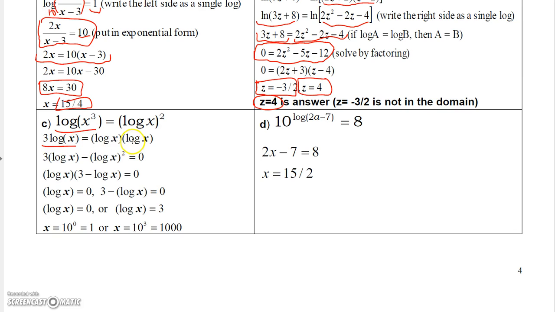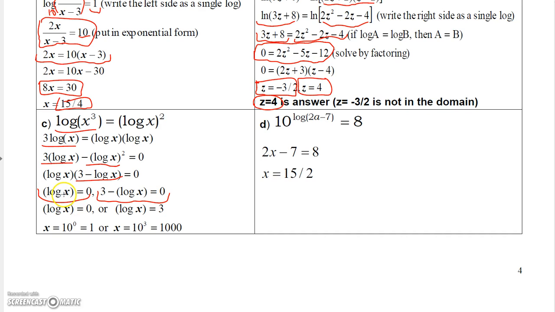So now if I move log of x quantity squared to the left, I get 3 log of x minus log of x quantity squared. Now, since both of these have a factor of log x in them, I can factor the log x out, and I get 3 for the first term, and then minus log x for the second term. Well, then for this product to be 0, either log of x has got to be 0, or 3 minus log of x has to be 0.